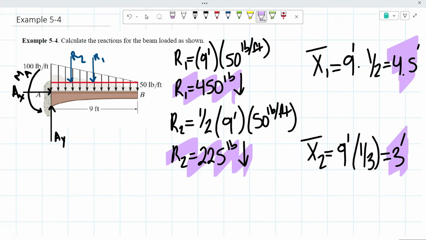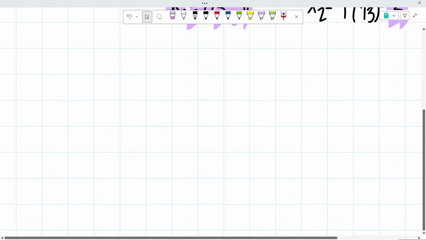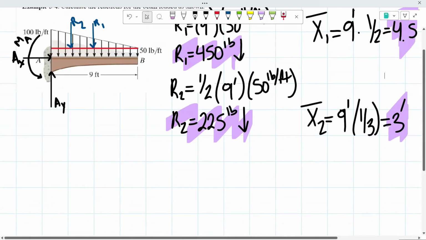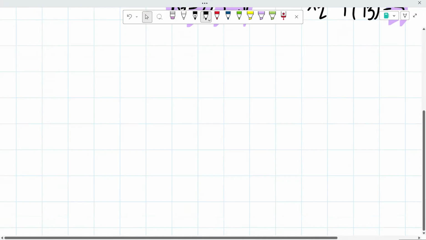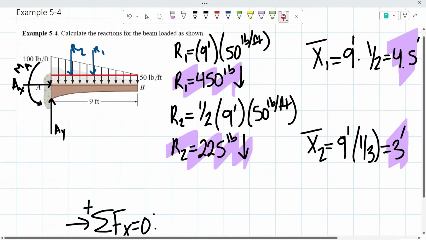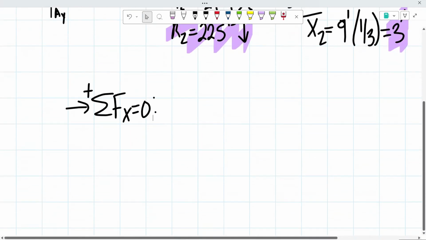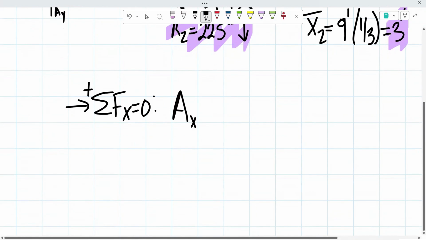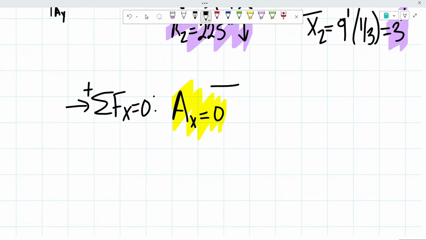Now we're going to proceed to calculating the reactions. I'm going to start off with our forces in the x direction. Sign convention: anything to the right is positive. And we know that the sum of our forces in the x direction has to equal 0. From there, we know that the only force in the x direction is our A sub x. We don't have any more horizontal forces, so we end up getting that A sub x is equal to 0. That's our first reaction.